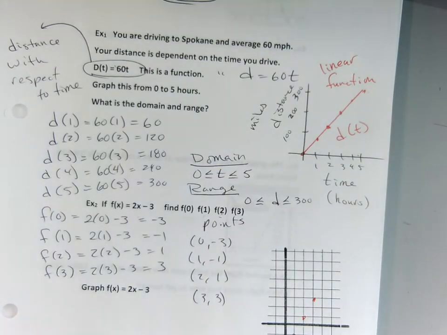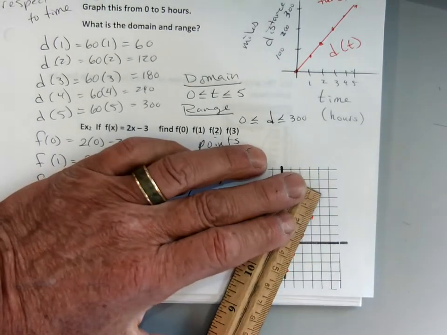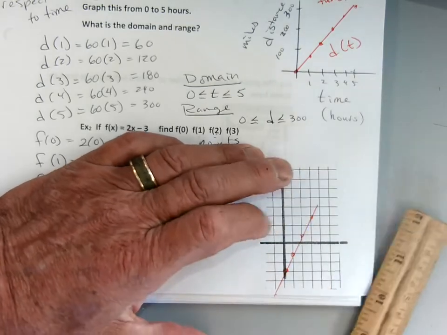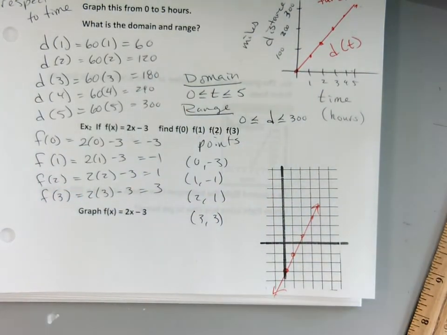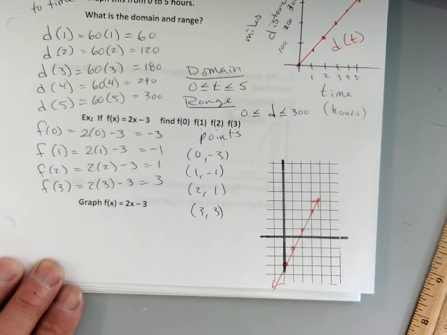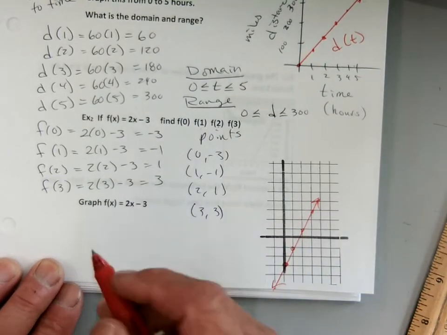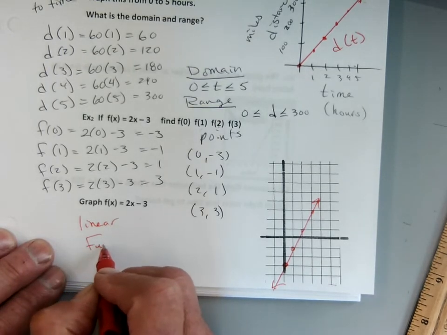Now, I could plug in other points, right? I just chose those. So I could choose 1/2. I could choose 3/4. I could choose a lot. So I'm going to connect the dots. Because I could choose any number. And those are the numbers I liked. Okay. Now, is this a linear function? Yes. Yeah, it's straight, and it's definitely a function. So this is a linear function.